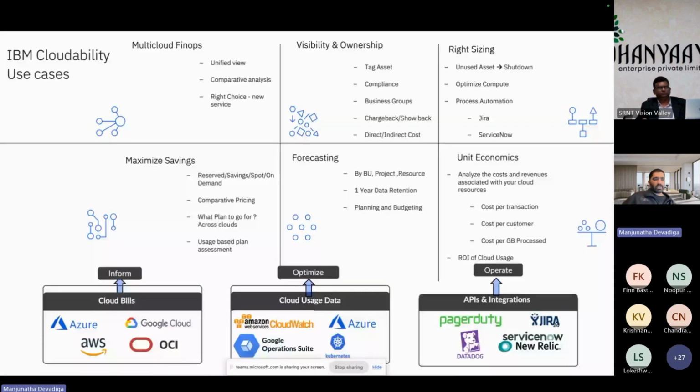If I have to quickly run you through this, let's take an example to make it simple. So you are an organization.